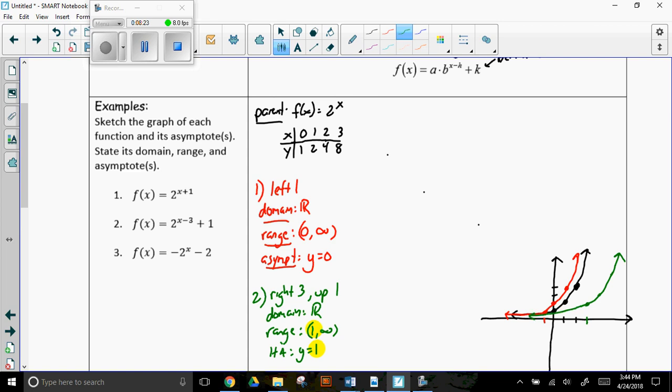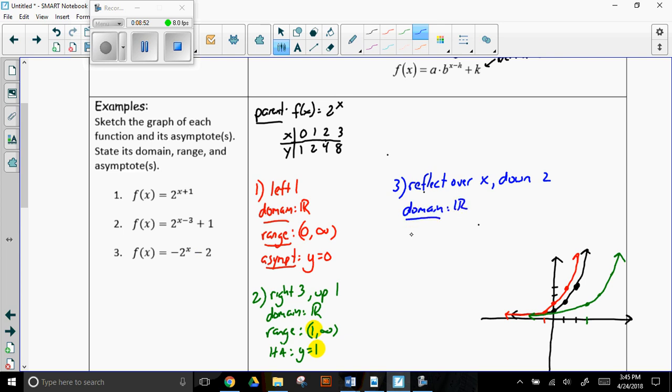And something like that. Okay, last but not least, we have a reflection, and it's over the x-axis. A reflection over the y-axis would look like this, not like that, 2 to the negative x. So that would be a y-axis reflection. What that does, it does nothing to our domain.